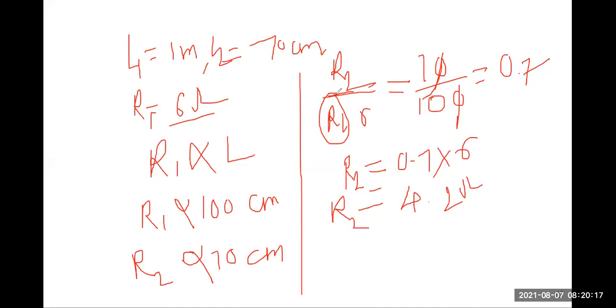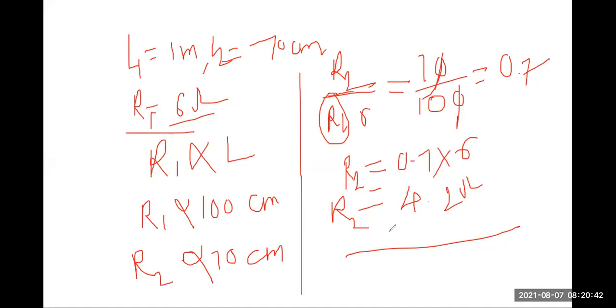Here what we have done: R1 is just 6. We have arranged this formula R2 upon R1 is equal to 70 upon 100. Afterwards we have written R2 as it is because we have to find R2's value, and R1 we know is 6 ohm. Then we did the division and multiplied by 6. We will get R2 is equal to 4.2 ohm. So resistance for the 70 centimeter wire will be 4.2 ohm.